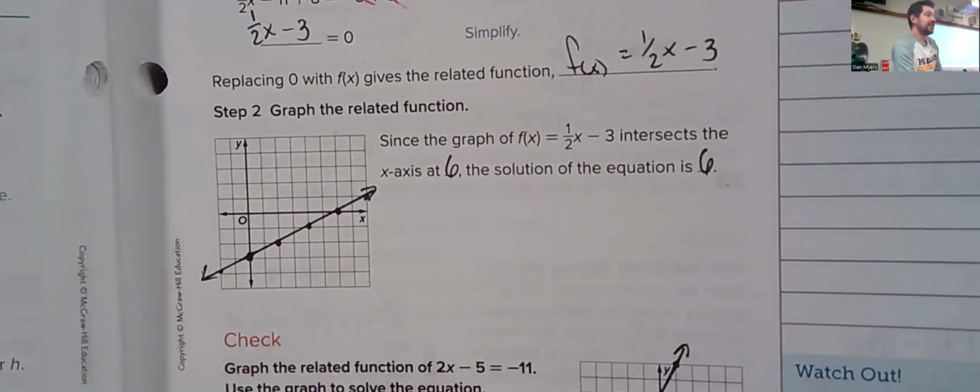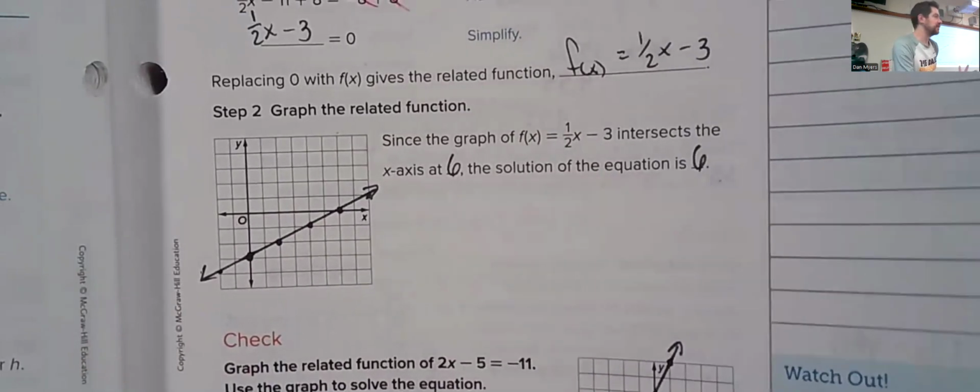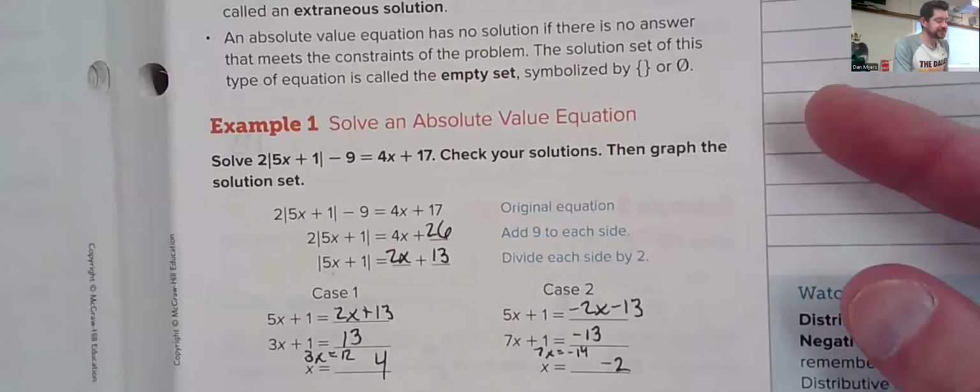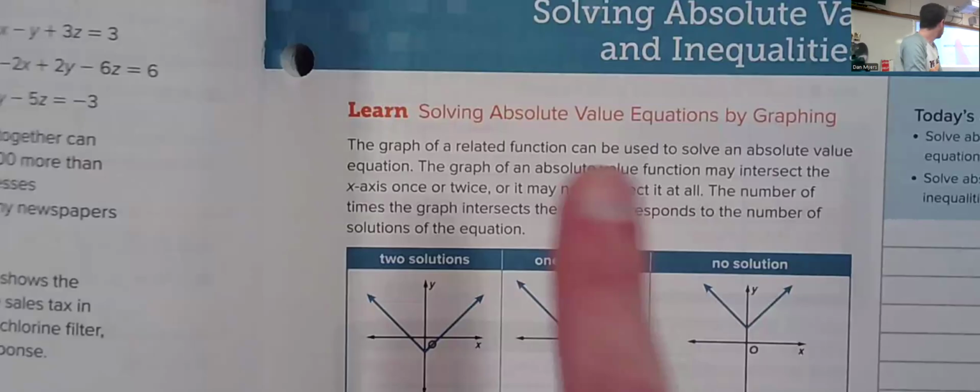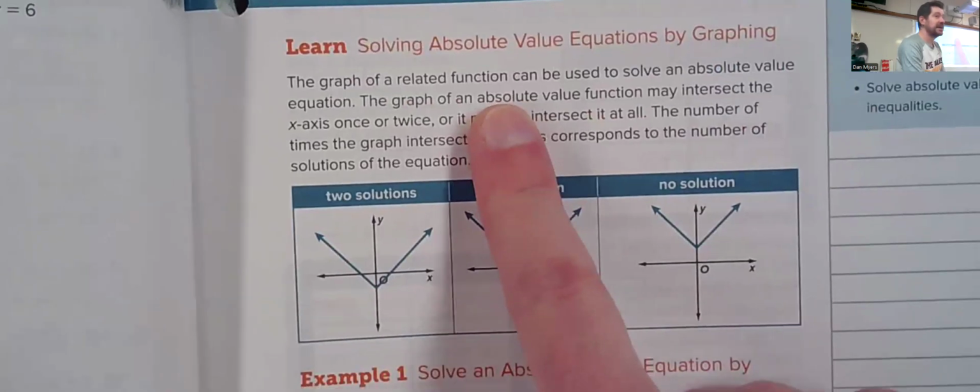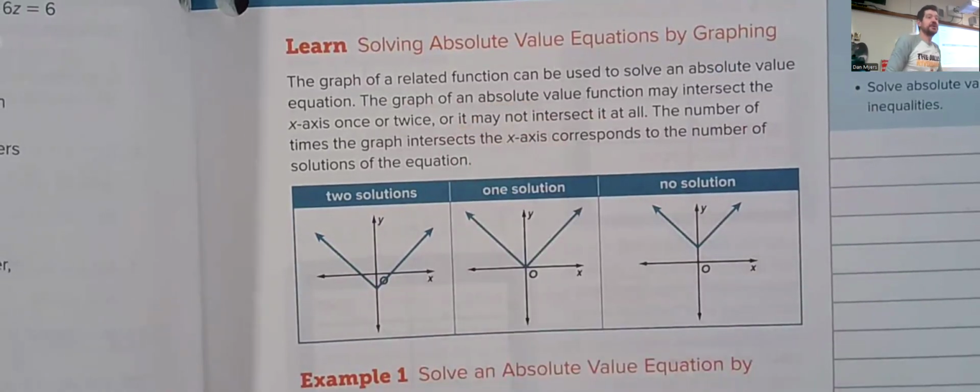So we were only solving for x, even though we had an xy line on a graph. We're doing the same thing today with absolute value. So instead of having a line, they're going to be all v-shaped. That's really the only difference. So a related function just basically means you set an equation with only one variable x. You set it equal to 0 because you're still only solving for x. You're not going to have an x and a y, but you're going to graph it as if it was an x and a y.